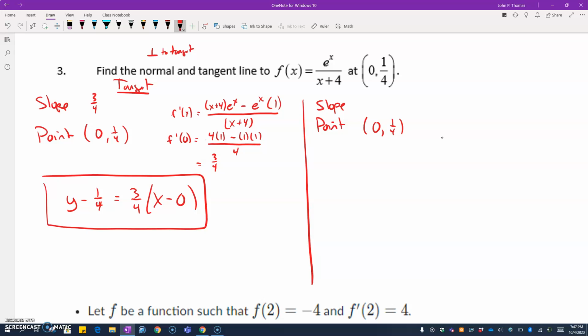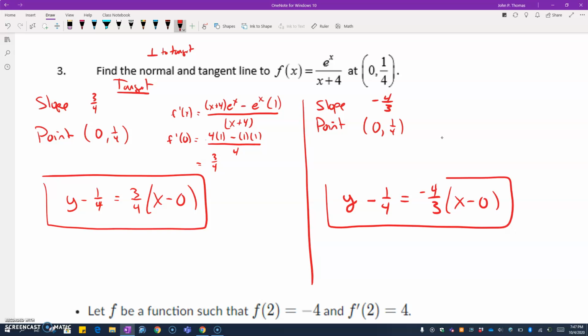Now the normal is perpendicular to the tangent. So this is going to be an opposite reciprocal, so we'll say negative 4/3. At this point, this is one of the beauties of point-slope form. For the normal, all I have to do is switch the slope, because we're still passing through the same point. So I switch out that slope, and I get my equation of the normal.